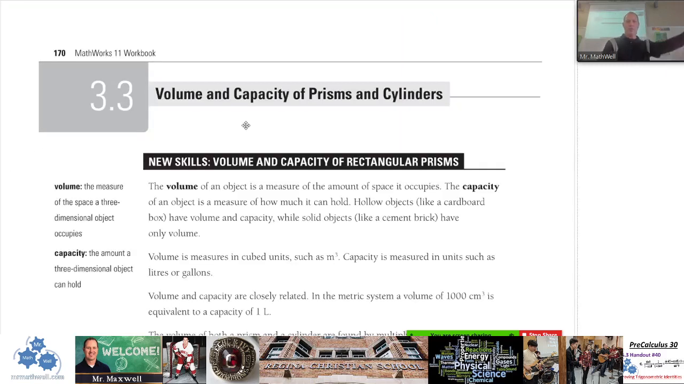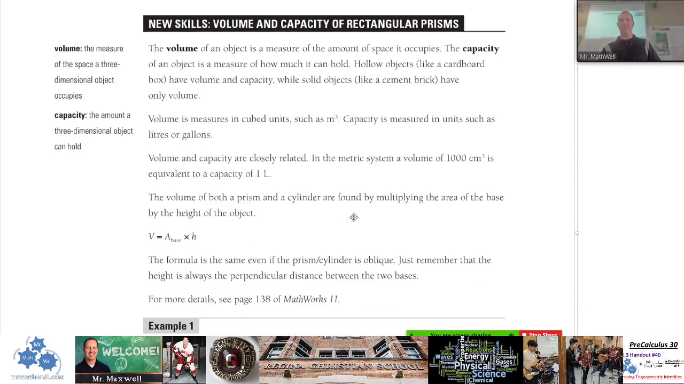All right, so 3.3 is where we get into volume and capacity. As I mentioned, volume is the measure of the space that an object takes up. Capacity is the amount that this 3-dimensional object could hold, like a liquid or something like that. That's the difference. And the units are the big thing. Usually it's centimeters cubed or meters cubed, versus capacity would be something like milliliters or liters.